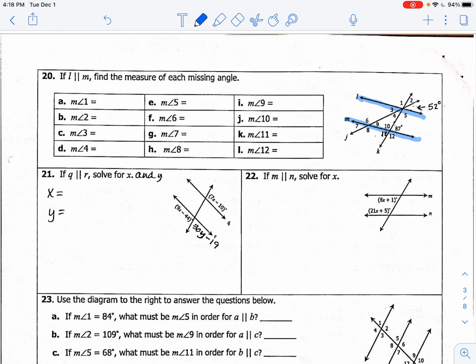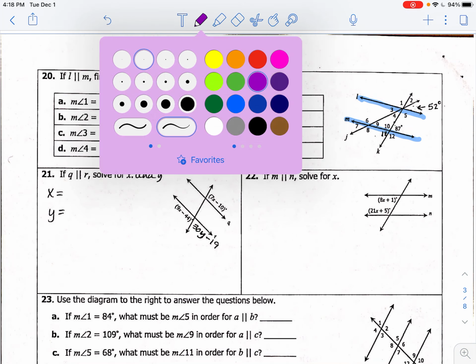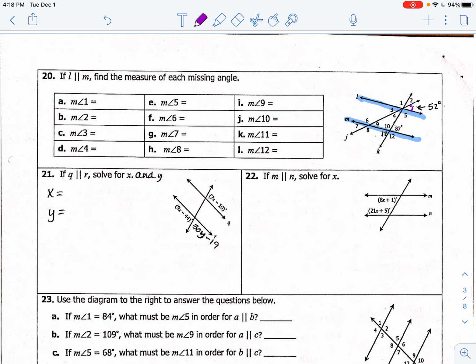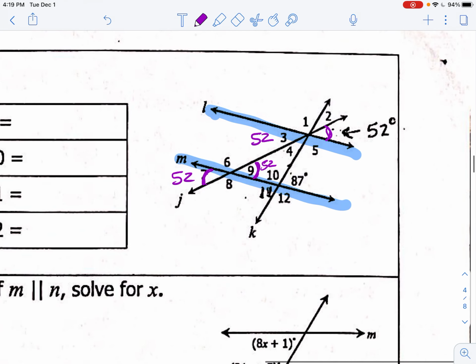And let's see, we've got one angle on there, it's 52. Well, I'm going to go ahead and fill in as much as I can. This 52 is vertical from angle 3. So I don't know why I wrote 53. How about 52? And then 3 corresponds to angle 7, so that's also 52. And that would be vertical with angle 9, which would be 52 also.